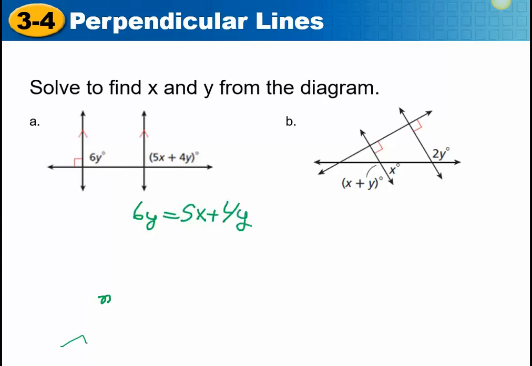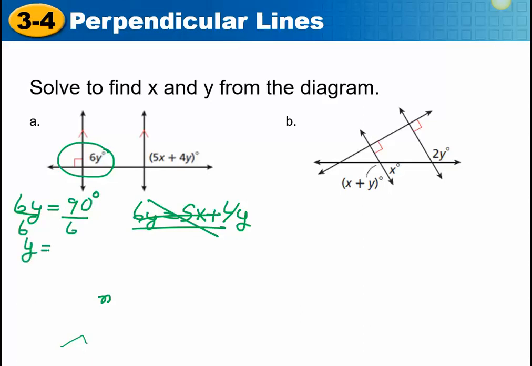That's true, but we kind of have to go in a circle then. How are we going to solve for y if we don't know what x is? Or how can we solve for x if we don't know what y is? So instead of doing that, start with right here. If these lines are perpendicular, then we know the measure of 6y must be 90 degrees. So start with the simplest thing that you can find. And then 90 divided by 6 is 15. So y is equal to 15.